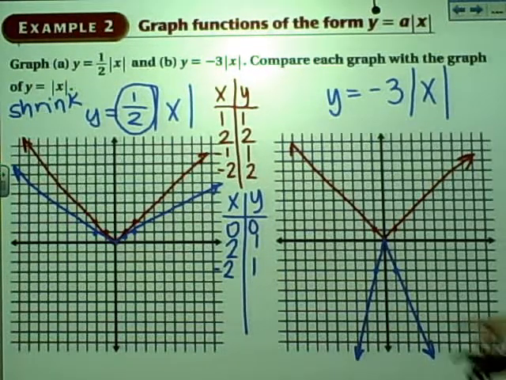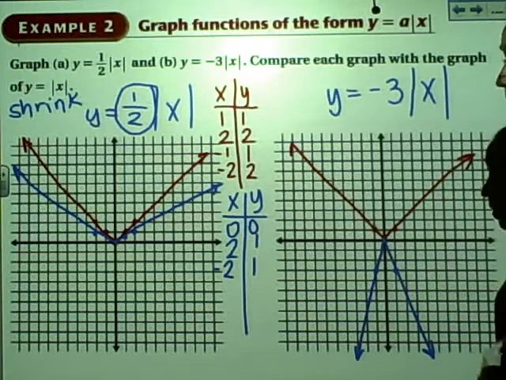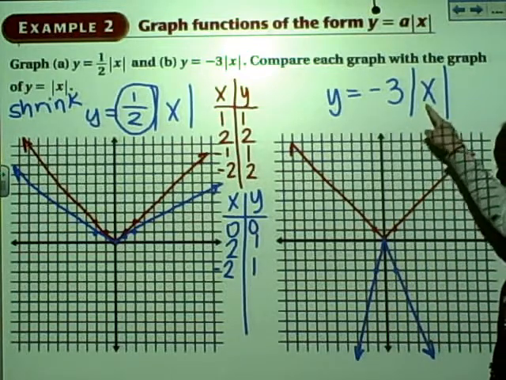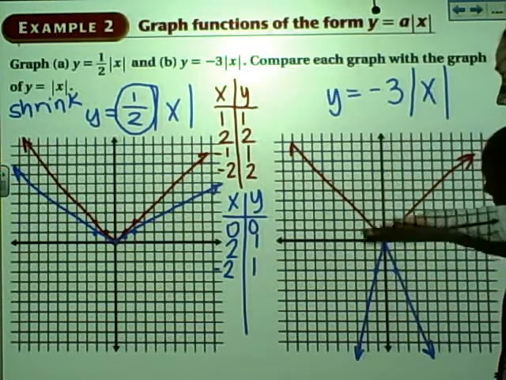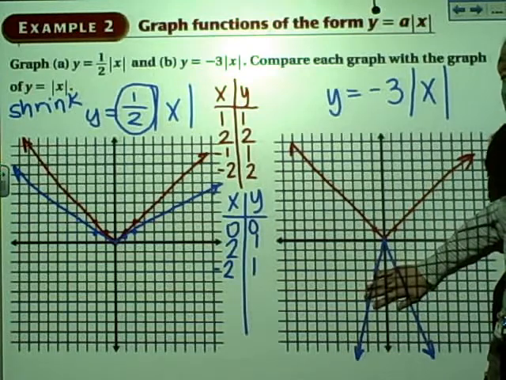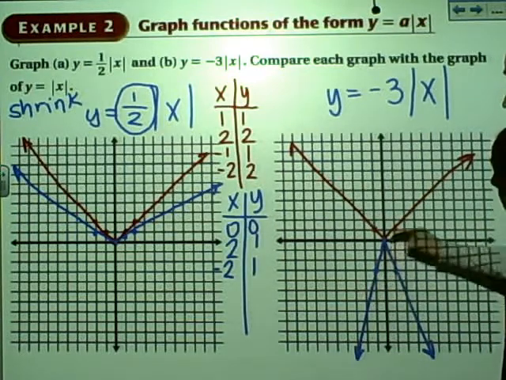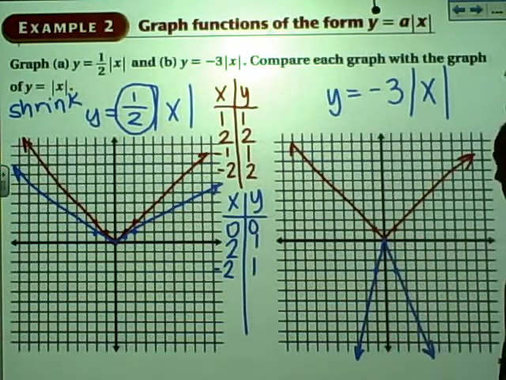Okay, you guys can see I still have the parent function in red. I have the new function in blue. Looks like when you put 1 and -1 in there, it's going to reflect your absolute value graph over the x-axis into the negative part there.